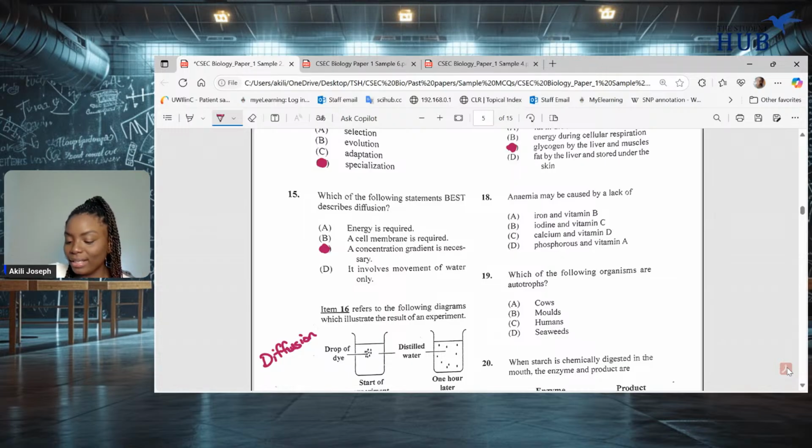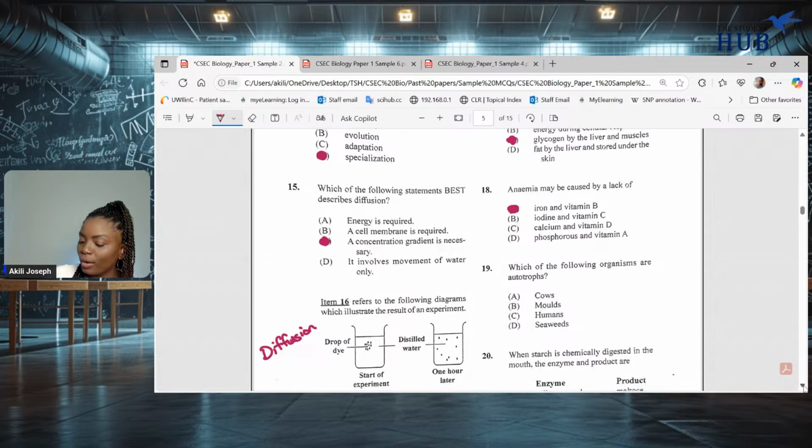Right, so be careful with that, right? So moving on to 18, anemia may be caused by a lack of, is it going to be iron and vitamin B, iodine and vitamin C, calcium and vitamin D, or phosphorus and vitamin A? Glucagon is the reverse, so glucagon will stimulate the breakdown of glycogen in order to try and raise your blood glucose levels. 18 is going to be A, iron and vitamin B.